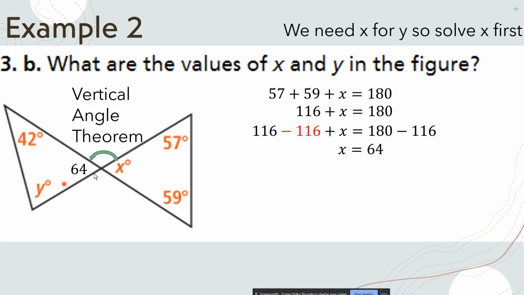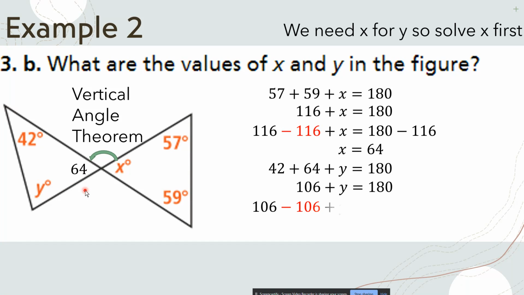Vertical angle theorem says that this 64 carries right on over there. We know that x is 64. So now we have 42, 64, and y. And we do the same thing. 106 plus y is 180. Subtract 106, and y is 74.